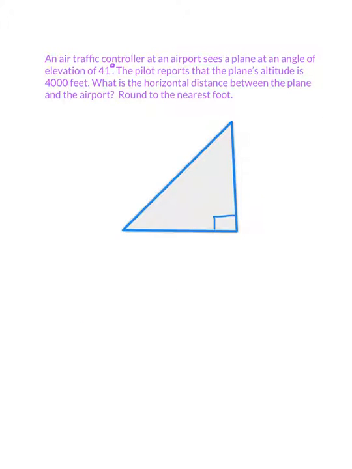Our next problem states an air traffic controller at an airport sees a plane at an angle of elevation of 41 degrees. The pilot reports that the plane's altitude is 4,000 feet. What is the horizontal distance between the plane and the airport? Round to the nearest foot. So in this case, we weren't given a diagram. So I have a triangle there. So we need to start labeling things. So I know that my angle of elevation is 41 degrees. It's down here looking up. I also know that the plane is in the air.